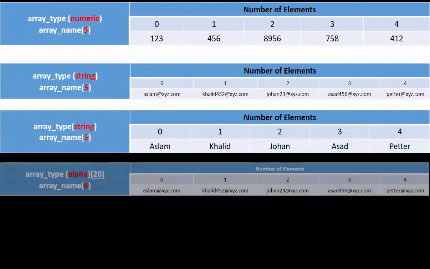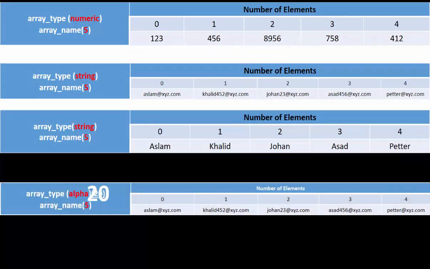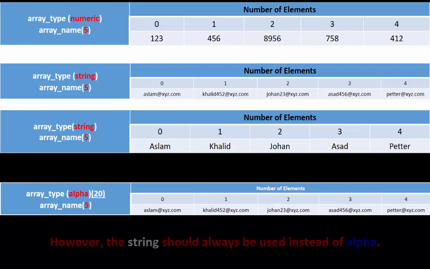With the old alpha type, you had to specify the length. However, string should always be used instead of alpha. An array must have at least one dimension. CSPro supports arrays of an unlimited number of dimensions. We will discuss this in detail in a while.